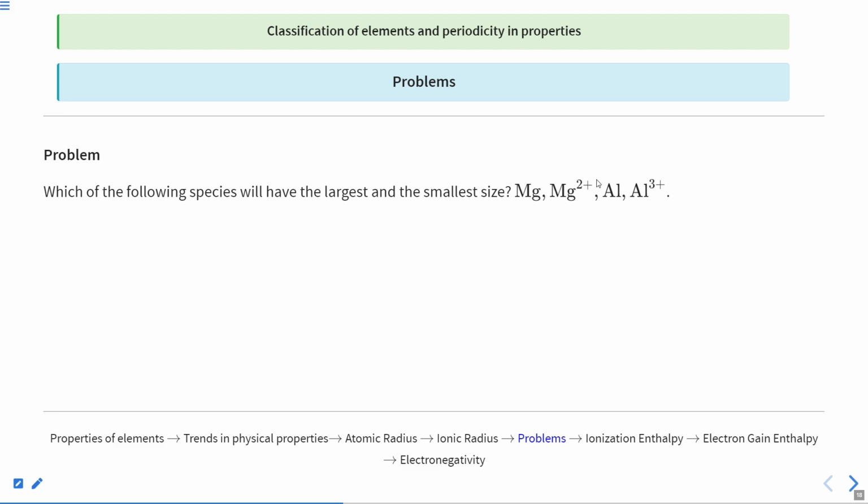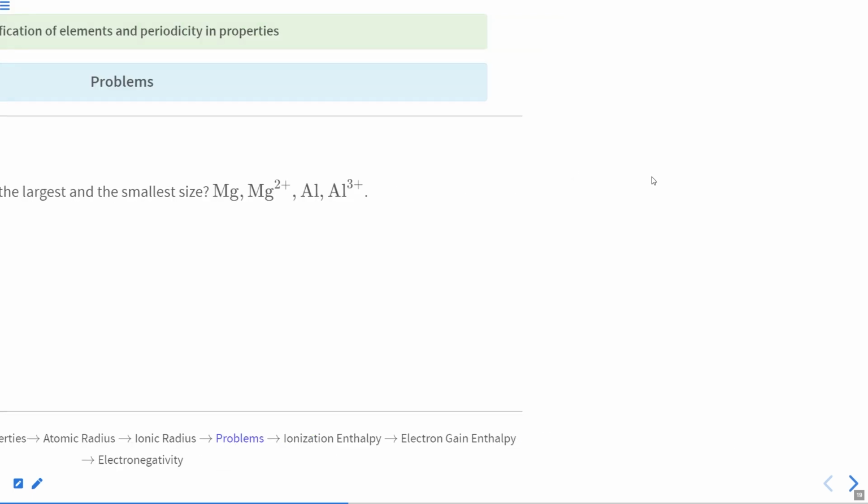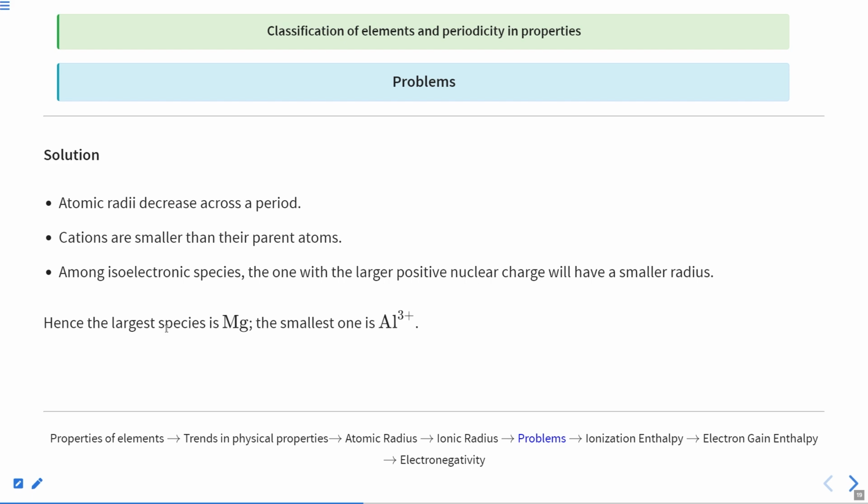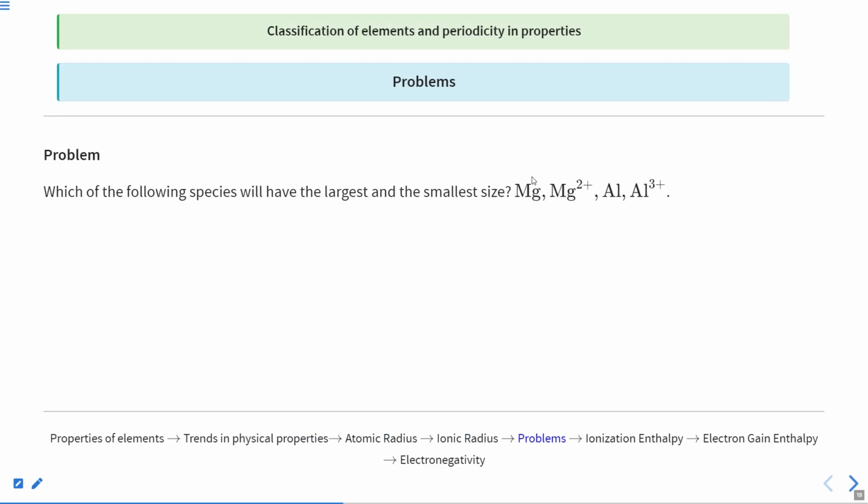First of all, of course, this one is a cation, so this will have the smaller charge as compared to these two. And the one with a greater charge will have a smaller radii. Therefore, aluminium 3+ will have the smallest radii. What about the largest species? Of course, magnesium falls in the next series, that is the fourth series. For that reason, magnesium will have the greater radii. Clear?